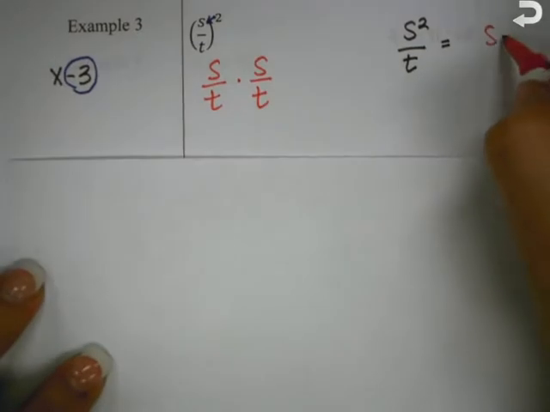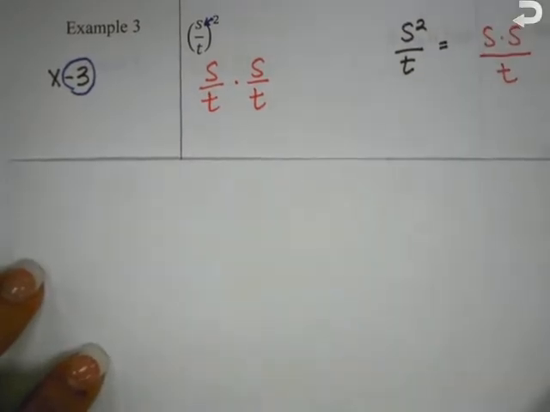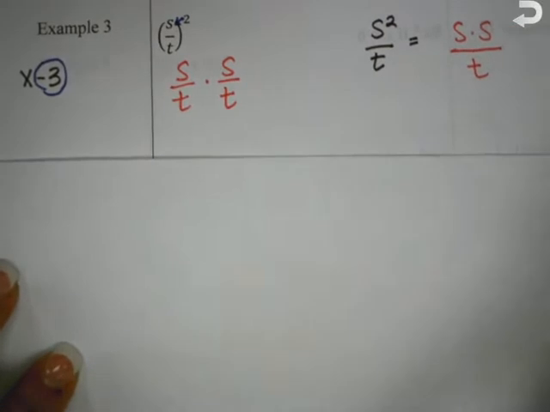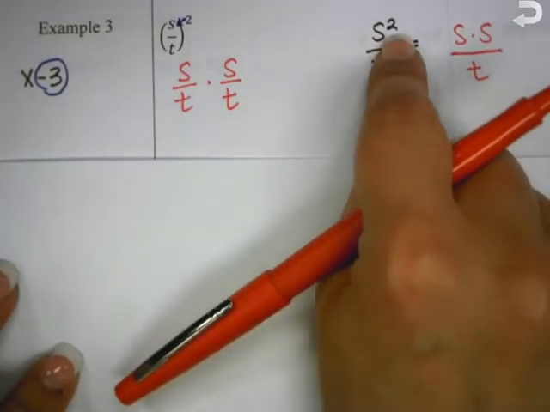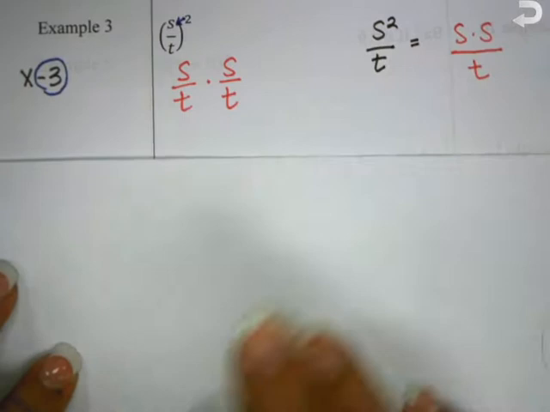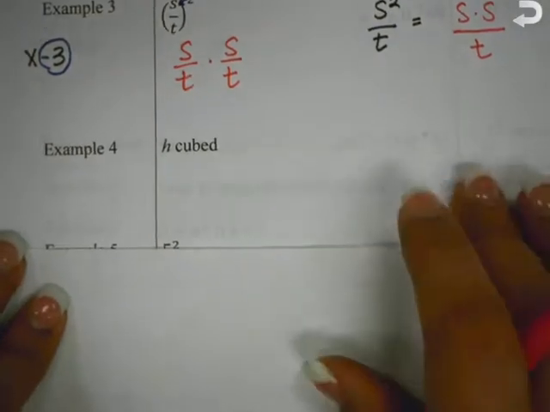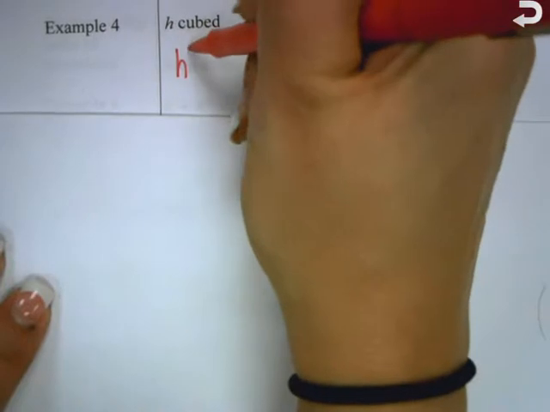So let's try example 4. This time they give it to us in words. H cubed. How do I write H cubed? Cubed means to the exponent of what? 3. So let's first rewrite it as H to the power of 3, or third power, same thing. And then how would this expand? H times H times H.